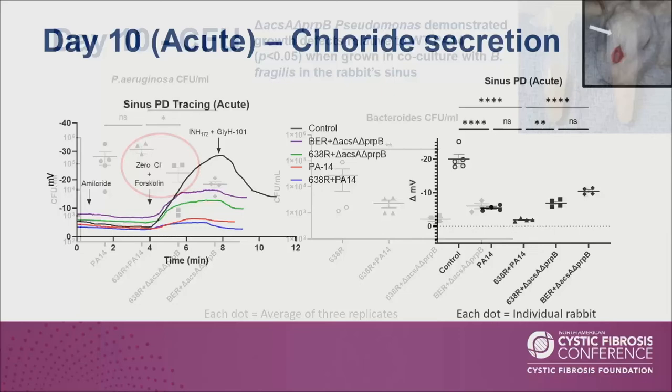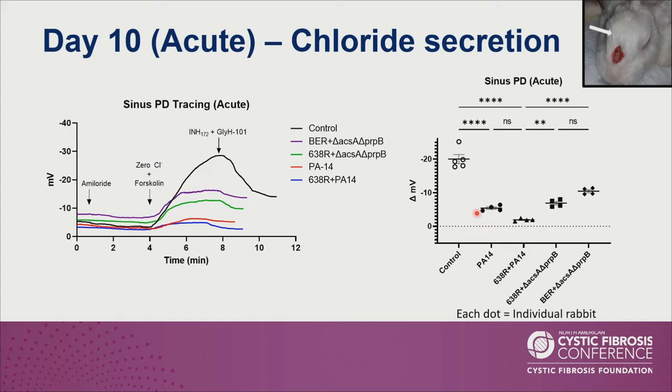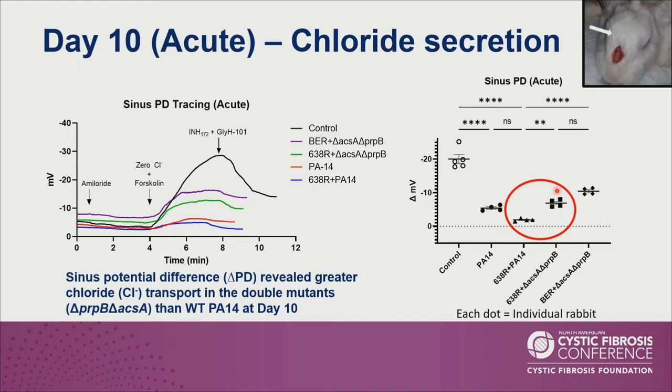The first outcome measurement was chloride secretion. We use sinus potential difference measurement to see how much chloride is coming out of their sinus cavities. We noted a significant difference between the two groups. The wild type is more defective in chloride secretion compared to the mutant groups.